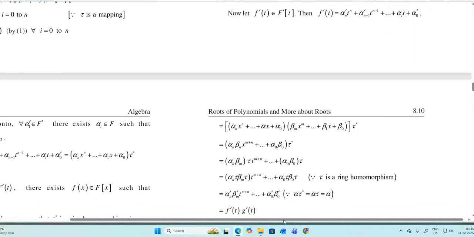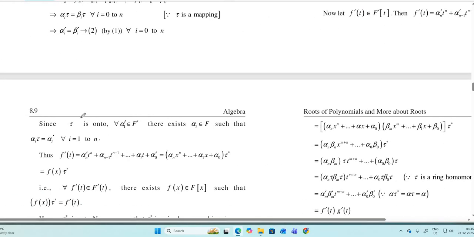Next is the surjective, onto part. Now because tau is onto, for every scalar in f prime, you will have a scalar in f such that this one is true. But our job is to show that tau star is onto. So you consider any arbitrary element in the codomain. What is our codomain? F dash of t. Your tau star is a mapping from f of x to f dash of t. So when you want to show that this tau star is onto, where from do you have to start? Only from the codomain.